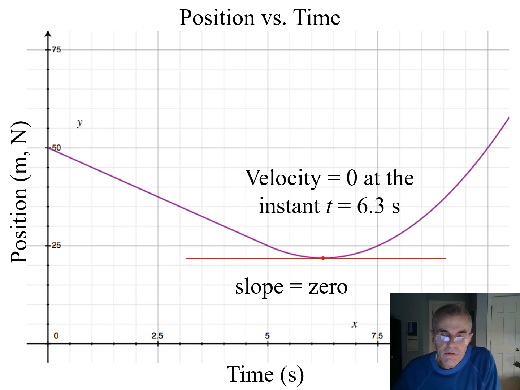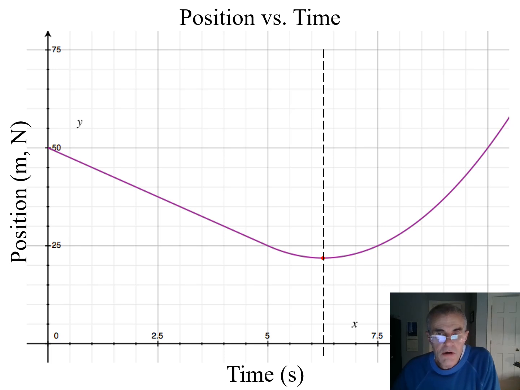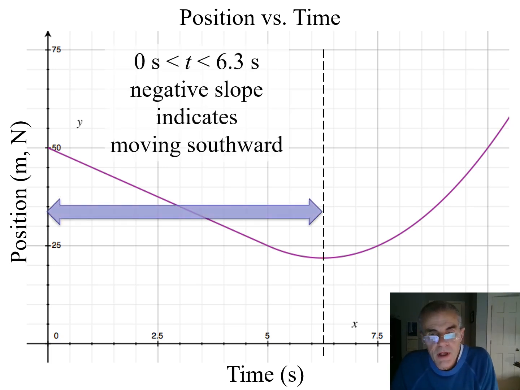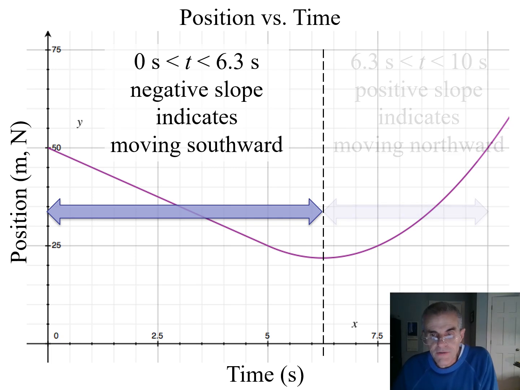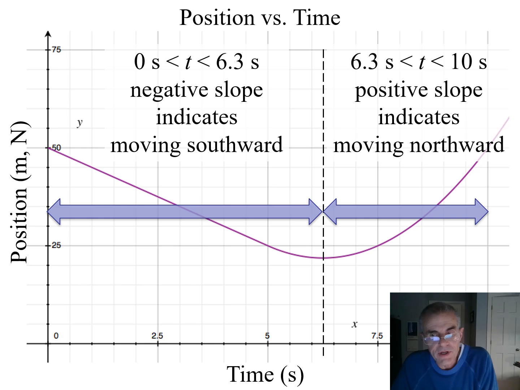And then we could look at the big picture here, kind of like before. That point on the graph kind of breaks the graph into two parts. There's the part with a negative slope, and all along that, our person is moving southward. And then there's the part after 6.3 seconds, and that would be all positive slope. That would indicate our person moving northward. And again, we saw that in our little animation. I hope that that's making sense to you. If we have this graph, we can find the velocity at any point. We can determine whether it's constant or not, and we can determine the direction of the motion.